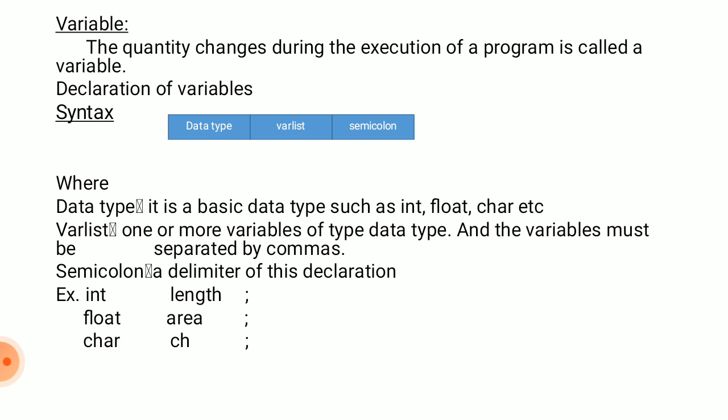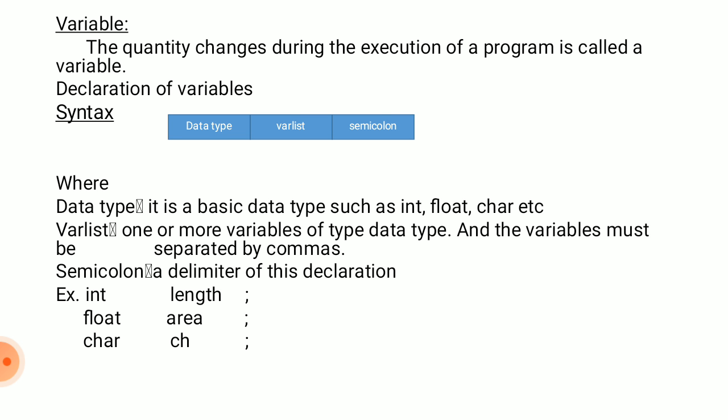Next is a very important concept, that is a variable. So variable is a quantity that changes during the execution of a program. Already we have discussed constant. Constant means the quantity does not change. That is a fixed value, that value does not change during the execution of a program, whereas a variable is a quantity which changes during the execution of a program.